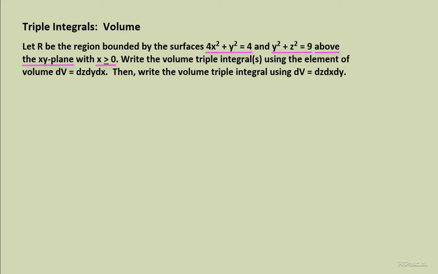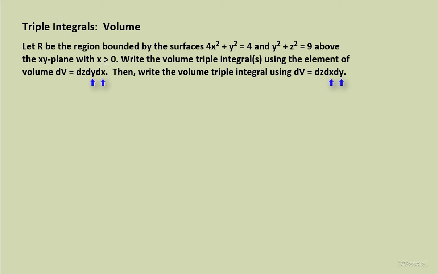For this exercise, we write the volume triple integral using two different orders of integration that correspond to the volume element dV equals dz dy dx and to the volume element dV equals dz dx dy. The first volume element, dz dy dx, says that we integrate with respect to z first, then with respect to y, and finally with respect to x. For the second volume element, dz dx dy, we switch the order of integration for y and x. We will see how this switch in the order of integration changes the volume triple integral.